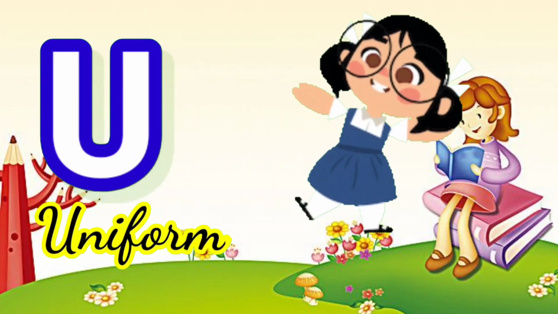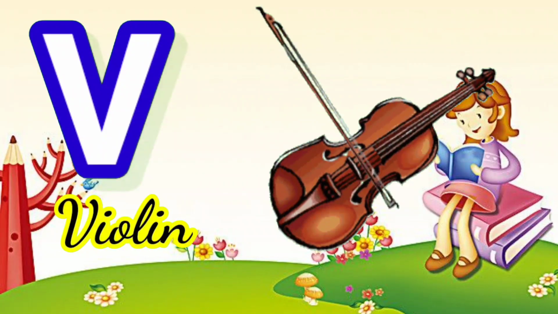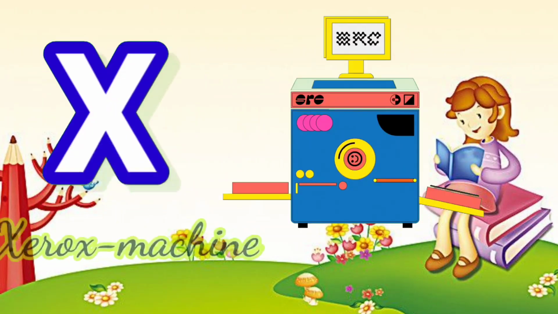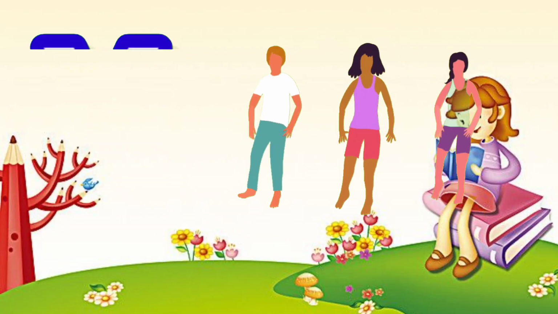U for uniform. V for violin. W for watch. X for Xerox machine.